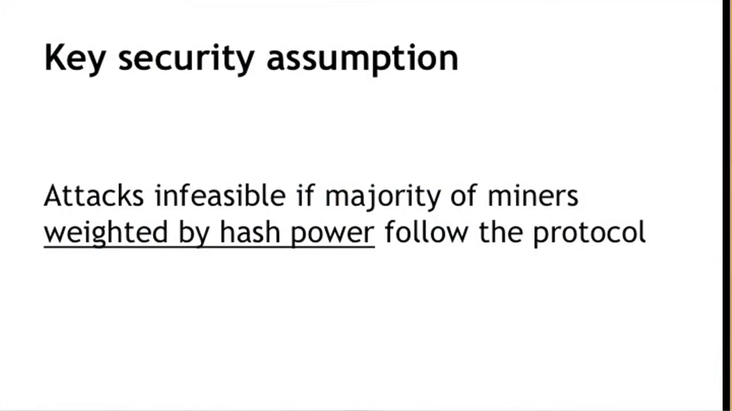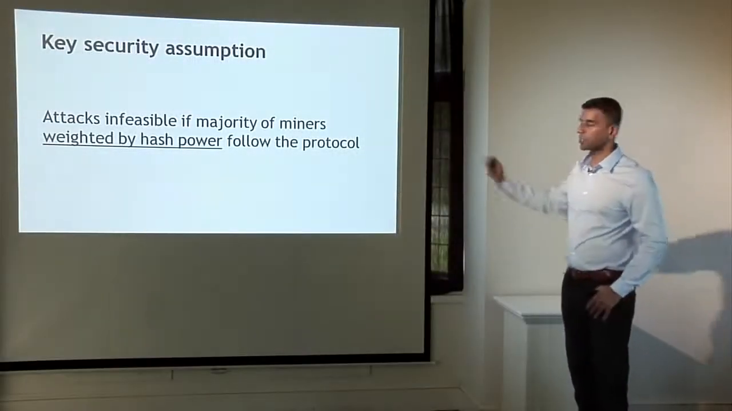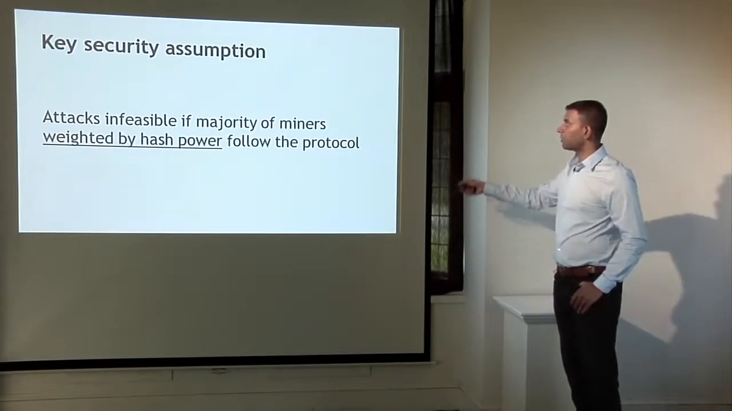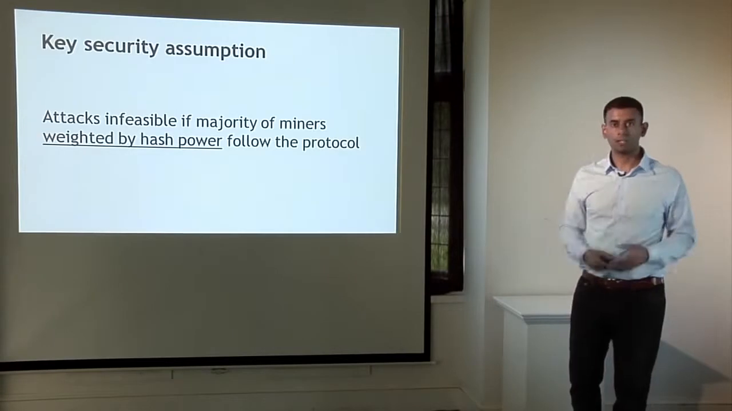Now, because of the way that this cost function and proof of work is set up, it allows us to reformulate our security assumption. Here's where we finally depart from the leap of faith that I asked you to take several slides ago. Instead of saying that somehow the majority of nodes are honest, in a context where nodes don't even have identities and not being clear about what that means, we can now state crisply that a lot of attacks on Bitcoin are infeasible if the majority of miners weighted by hash power are following the protocol or are honest.